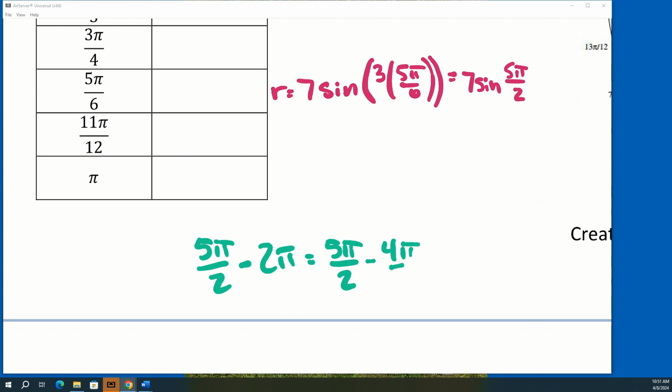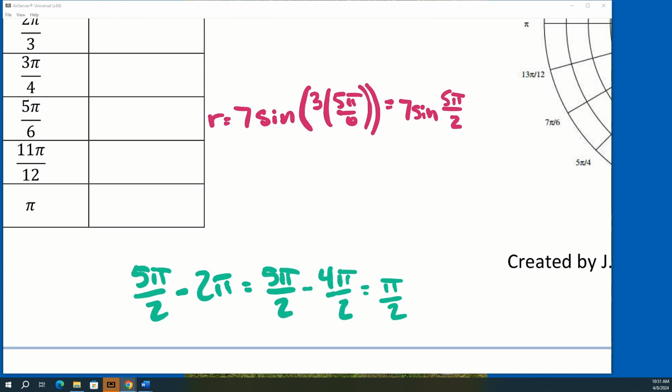So 2 pi with a common denominator of 2 is going to be 4 pi over 2. So the coterminal angle is pi over 2. So in the place of 5 pi over 2, I can find the sine of pi over 2. Different angles, but they have the exact same sine because they're coterminal. Okay, so what is the sine of pi over 2? Should be 1, so this is going to be 7.